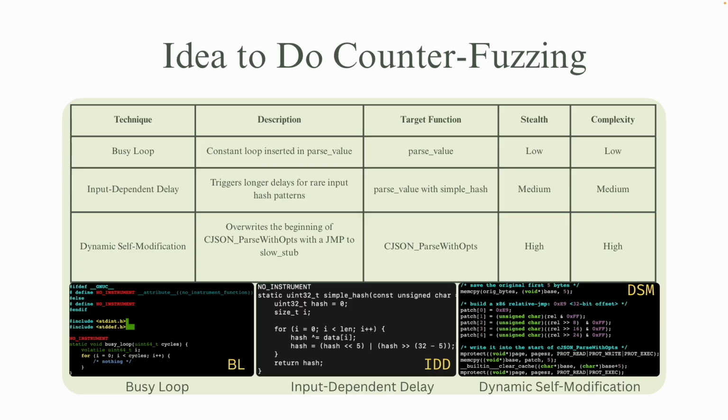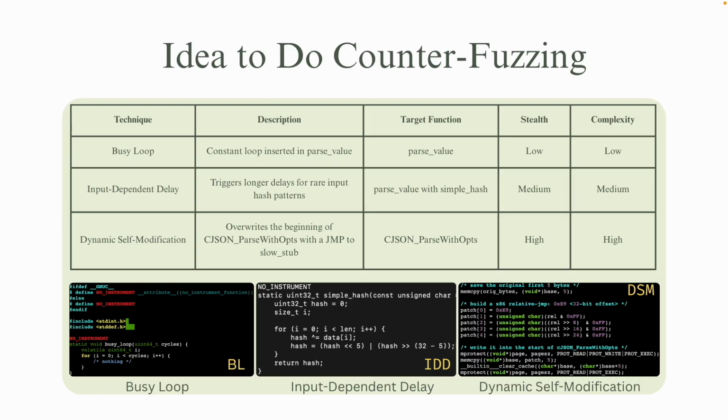The delay is conditional on the input data, making it unpredictable for the fuzzer. Only certain inputs will trigger the delay, so the fuzzer might spend unnecessary time analyzing those inputs. We use the no instrument directive to hide this delay from the fuzzer's coverage map, making the counter-fuzzing more effective.